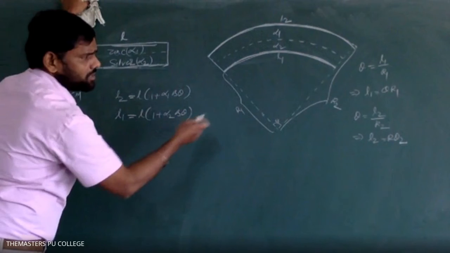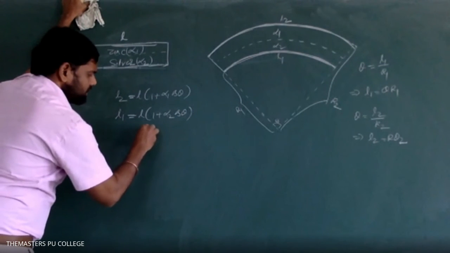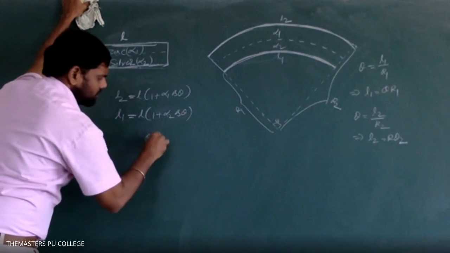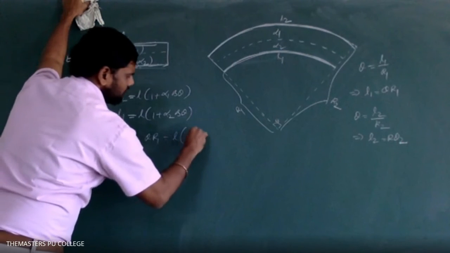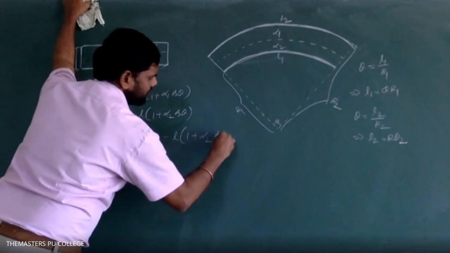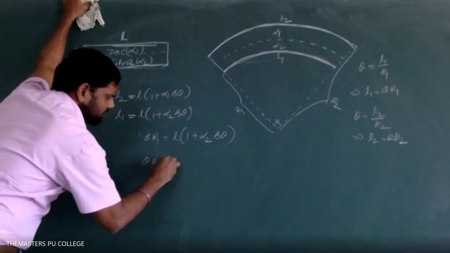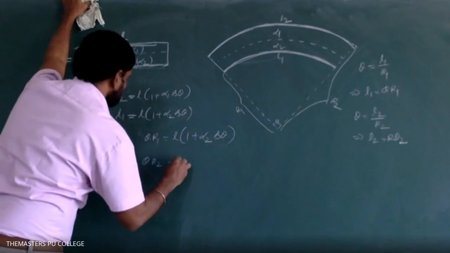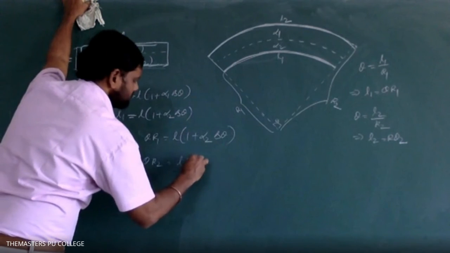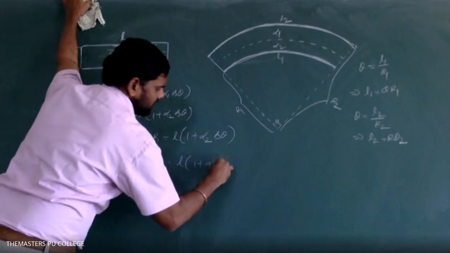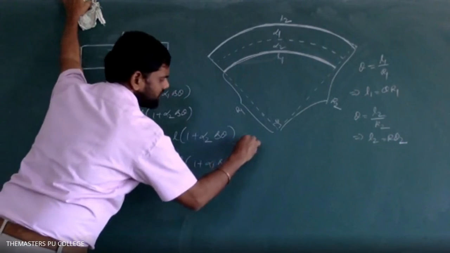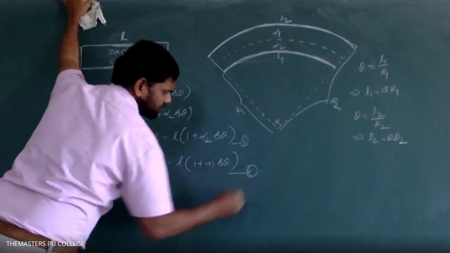L1 is equal to theta into R1, that equals L into 1 plus alpha 2 into delta theta. Similarly, theta into R2 equals L into 1 plus alpha 1 into delta theta. This is our equation number 1. This is our equation number 2.